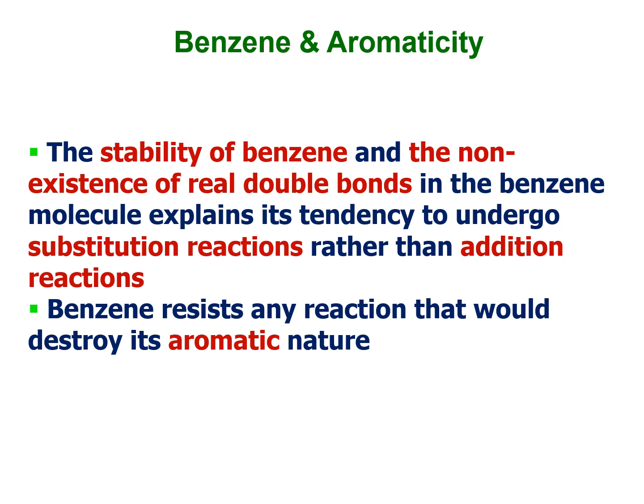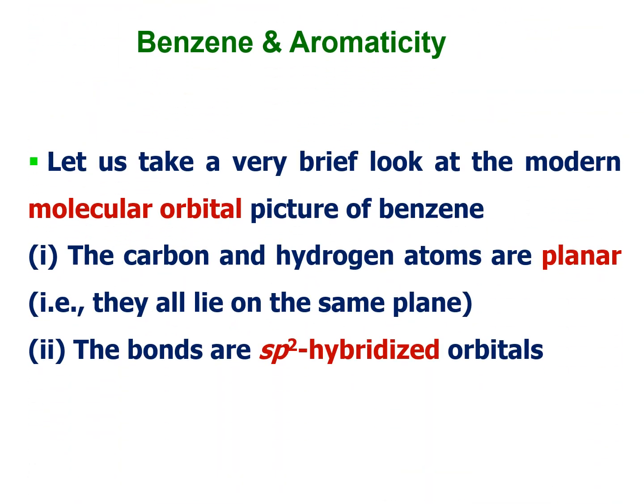The stability of benzene and non-existence of free double bonds makes it impossible for benzene to undergo the usual addition reaction. Rather, it undergoes substitution type of reaction, because benzene resists any reaction that is going to destroy its aromatic nature. Because if benzene undergoes the usual addition reaction, it ceases to be benzene, it becomes cyclohexane. So because benzene wants to retain its nature and name, it avoids reactions such as addition reaction that can destroy its nature.